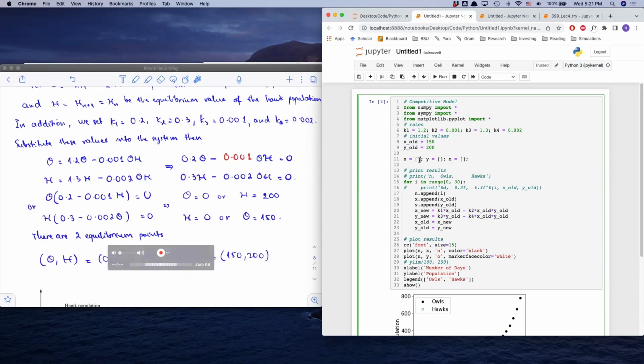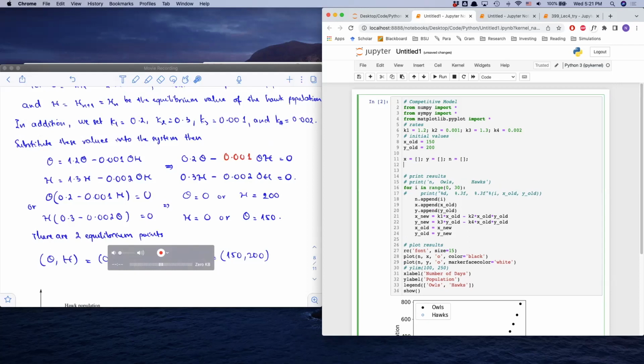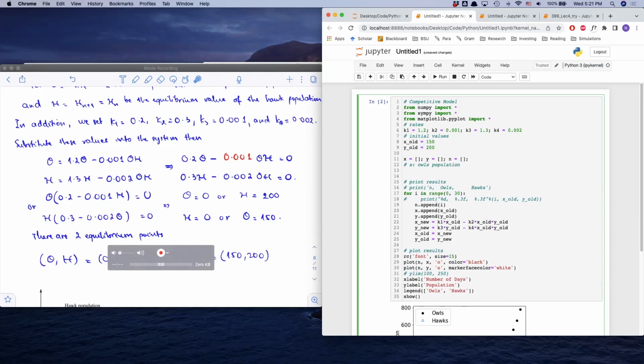All right, so again, this is the setup where I'm going to store all the X values, right? So there are 2 species, so the X values will be for the owl population, and the Y values for the hawk population. So let me say that. X is the owl population, and Y is for the hawk population.